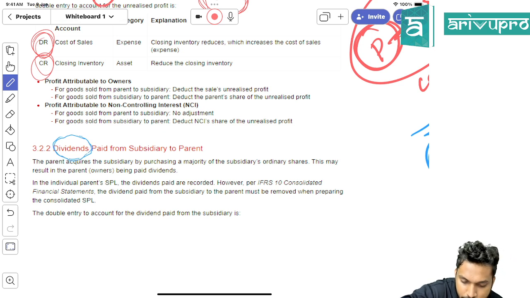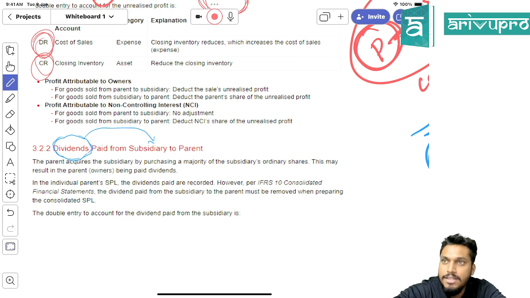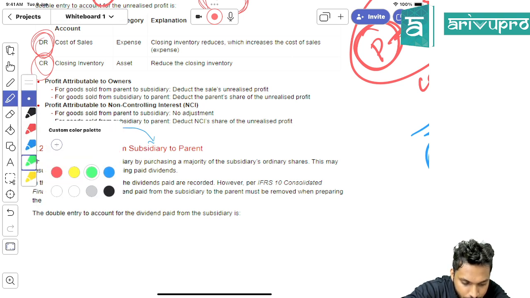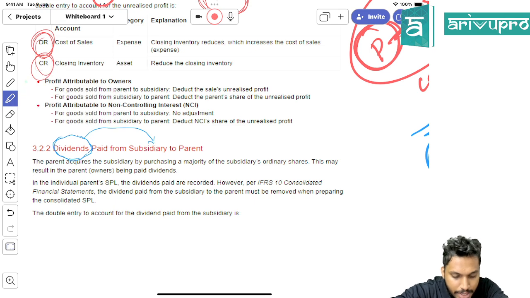Dividend paid from subsidiary to parent. So who is paying these dividends? Subsidiary to parent. So let's see what they are talking about there. The parent acquires the subsidiary by purchasing the majority of the subsidiary's ordinary shares. So this may result in parent owners being paid dividends. So of course, right? We buy their ordinary shares, so we will get dividends.